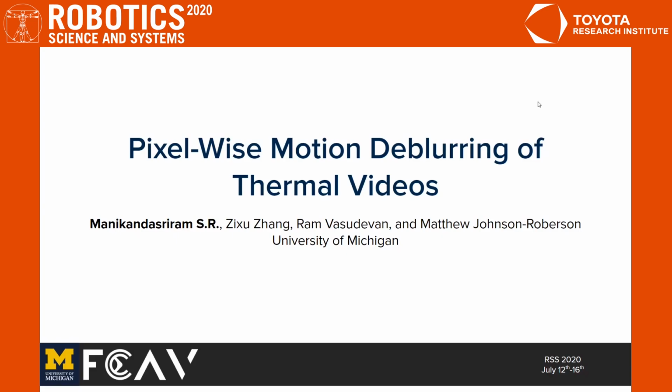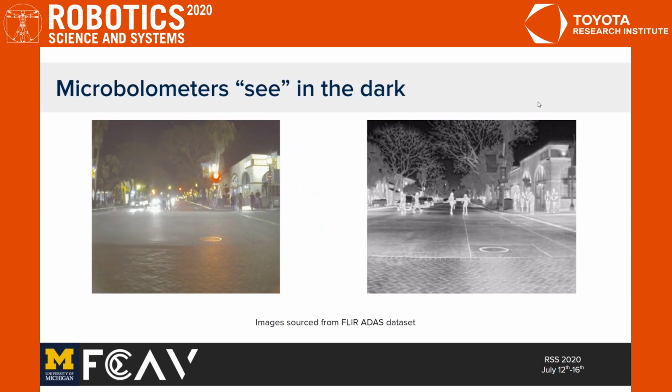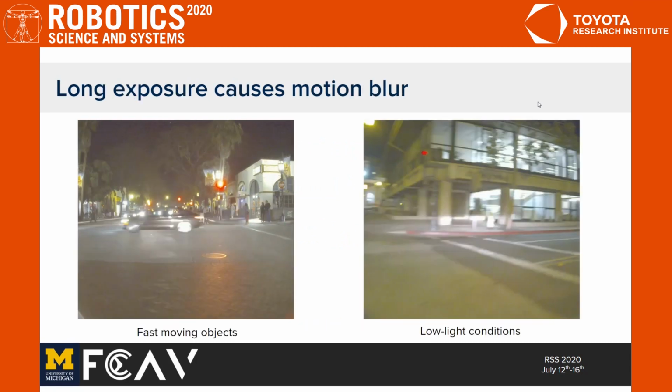In this work, we study motion deblurring for thermal videos. Thermal cameras, specifically microbolometers, can enable robots to see in absolute darkness by imaging the heat radiated from the scene. Yet, their usage in robotics has been limited by motion blur. Motion blur occurs when imaging fast-moving objects and in low-light conditions where long exposure times are needed.